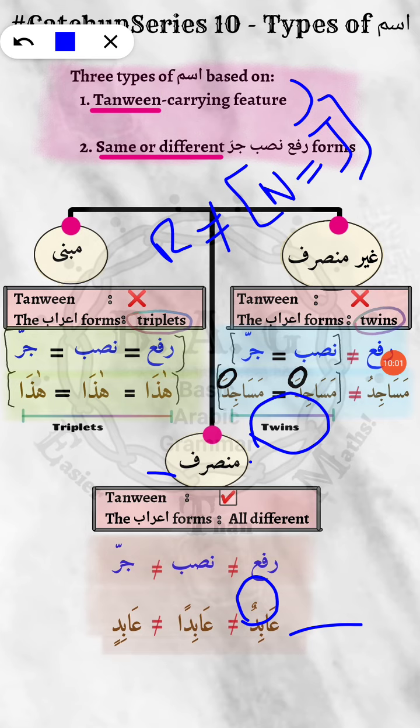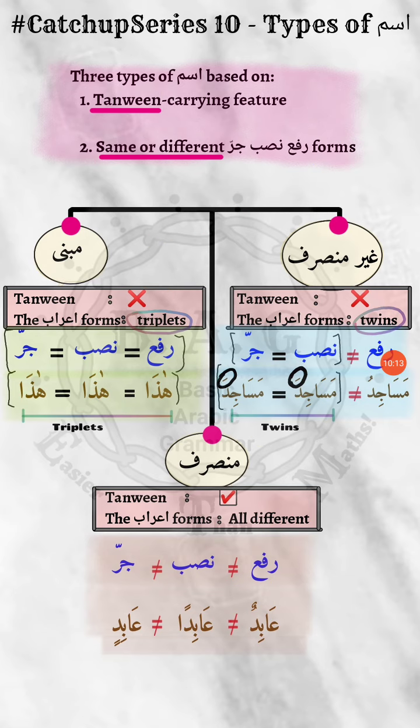And finally, we have the Mabni Asma, which once again do not carry a tanween, and their rafa, nasab, jar forms are similar or rather identical to each other. That is it. Okay, so this was the types of ism, and I hope that this is clear.